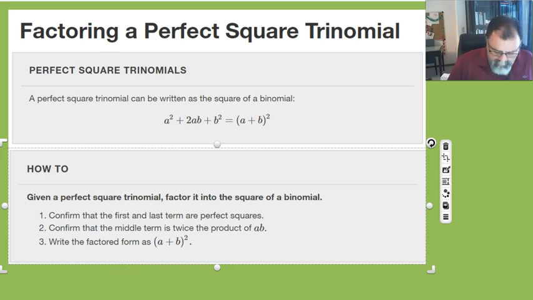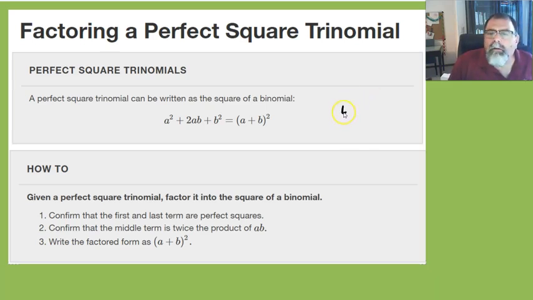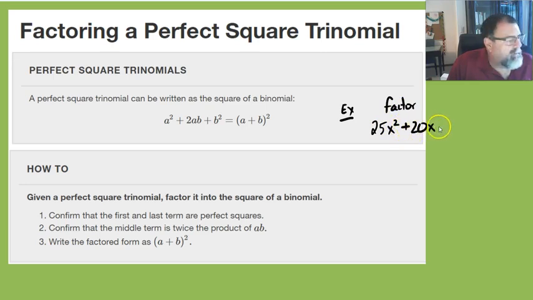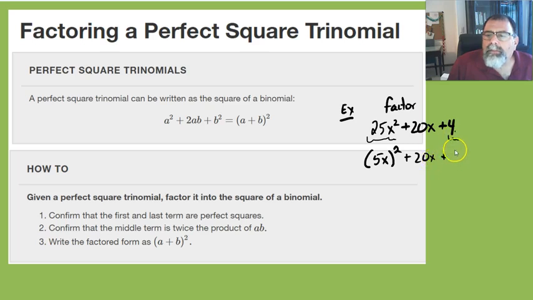So let's look at example 4. I'm just going to write it down. Factor the trinomial 25x squared plus 20x plus 4. So if you notice that this is a perfect square, 4 is a perfect square. This is 5x squared, and then this is 2 squared. So the a would be the 5x and the b would be 2.